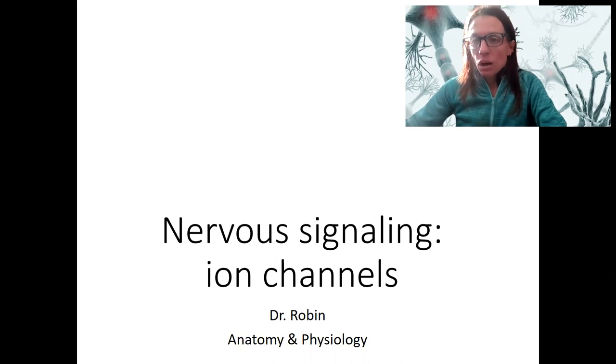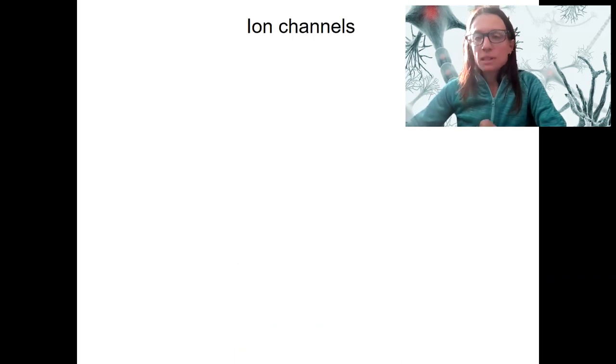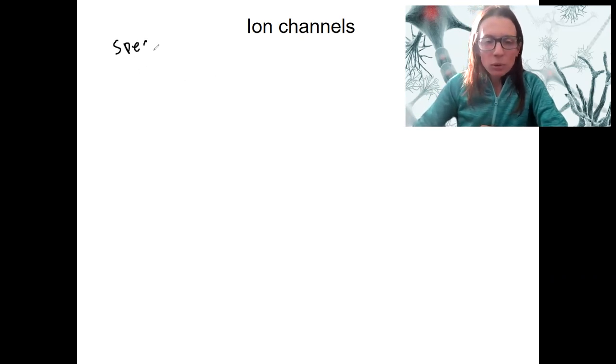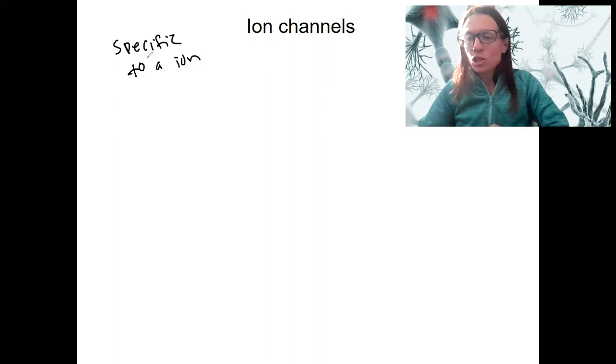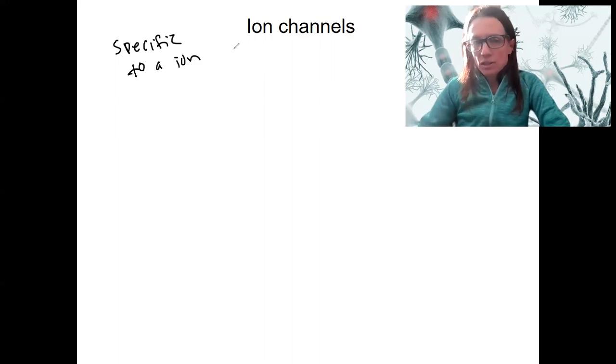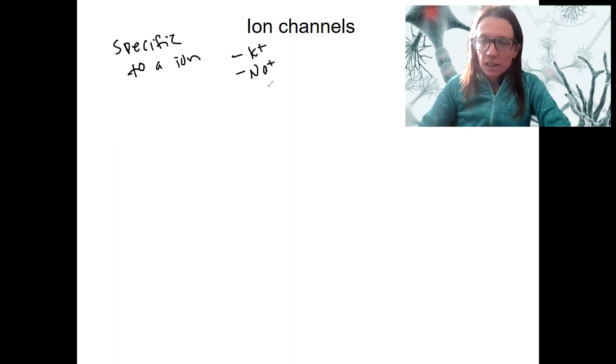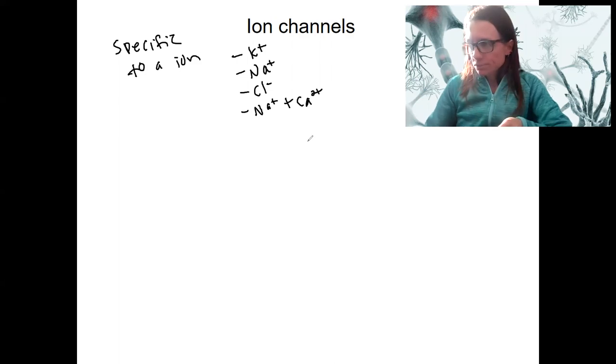So to remind you, ion channels are specific to a certain ion. So they only let in the ion that they are evolutionarily designed to let in. Some are more specific than others. So there's potassium ion channels, sodium ion channels, chloride ion channels. There are some that let in sodium and calcium, etc. Some of them are a little bit more lenient.